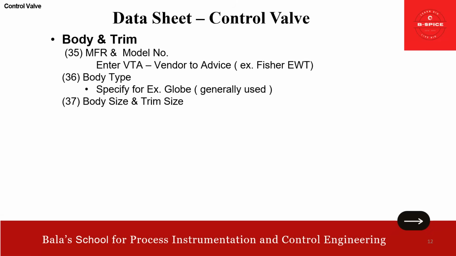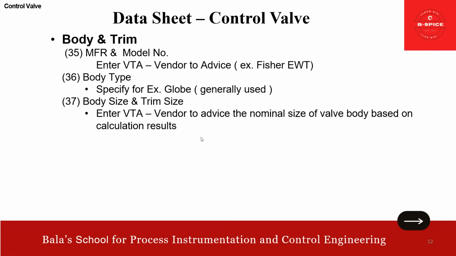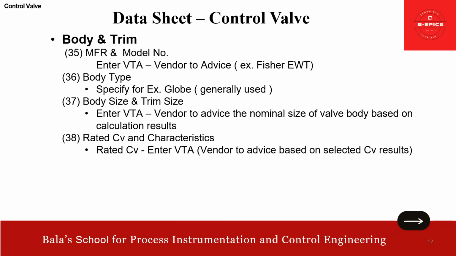Here again, the challenge is we need to enter this as TBA, because we need to get the information from the vendor based on the calculation results. This one you leave to the vendor. Then number 38, rated CV and characteristics. The rated CV is also based on the selected CV results. Then the characteristic selection.